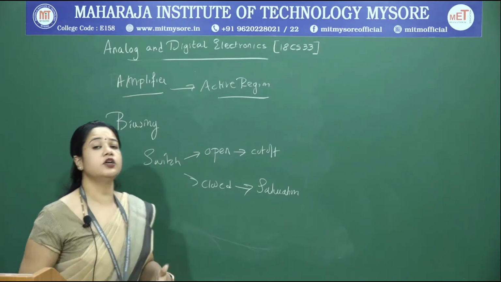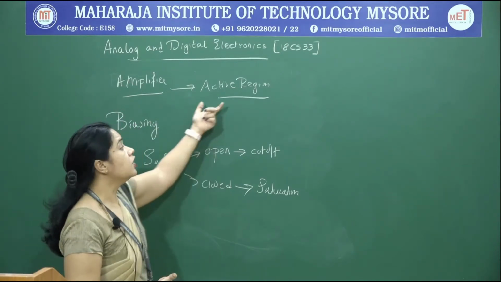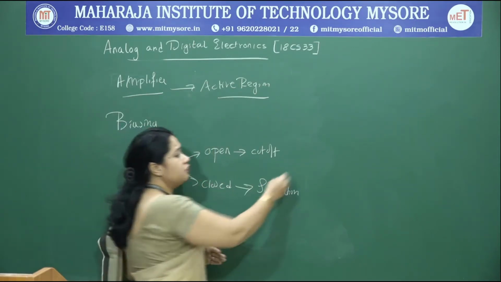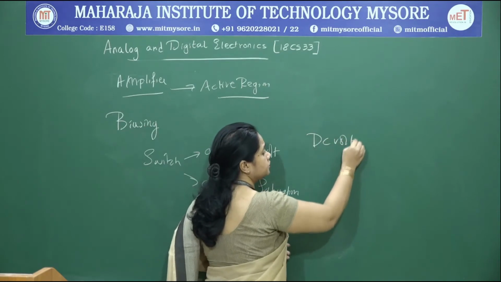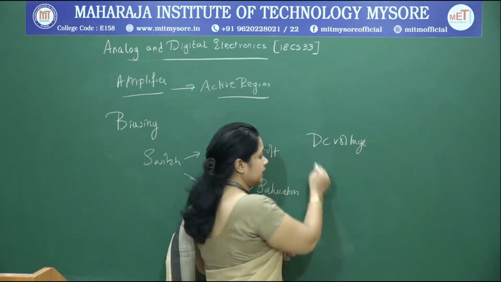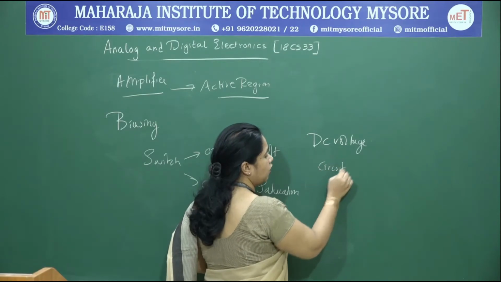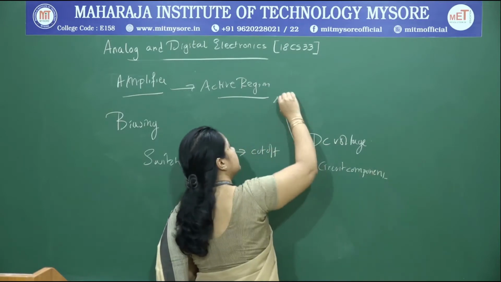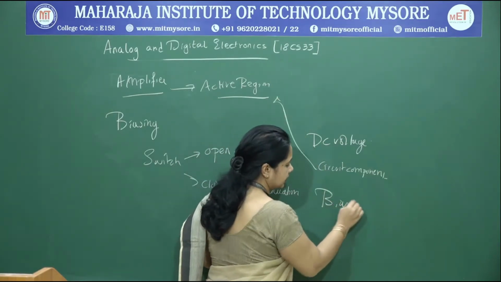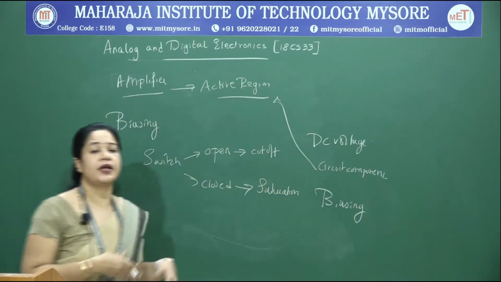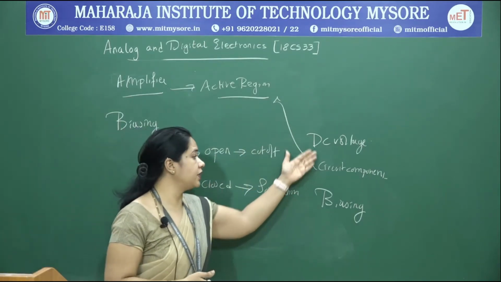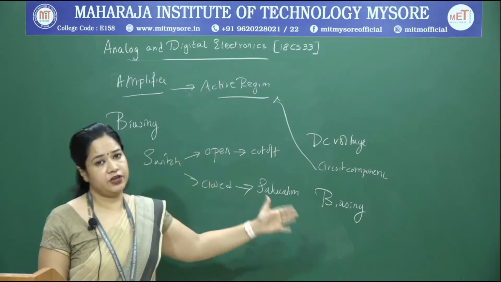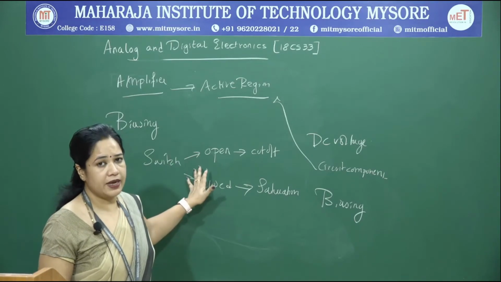If you want your transistor to be operated as an amplifier, you should see to it that it is in the active region. Applying suitable DC voltage along with other circuit components to keep your transistor in the active region is what we call biasing. So, biasing is a process of applying DC voltage with other circuit components in order to keep your transistor in the active region, so that faithful amplification is done. This is called transistor biasing.